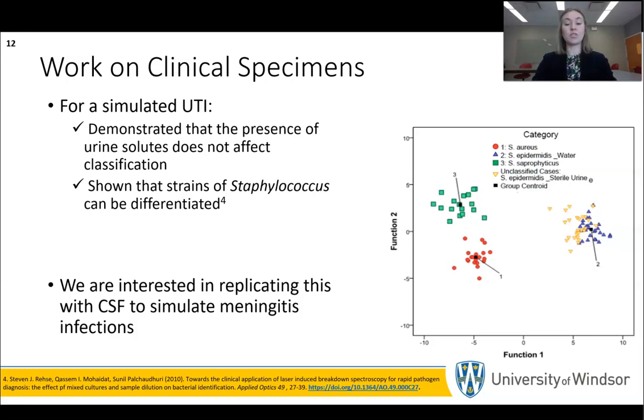We're now looking to replicate these results with cerebral spinal fluid to detect meningitis infections. Meningitis is a potentially deadly disease which requires a spinal tap to diagnose, and using LIBS, we could potentially diagnose this infection in real time by shooting the CSF fluid. Applying LIBS to clinical analysis is going to be the basis of my future work.